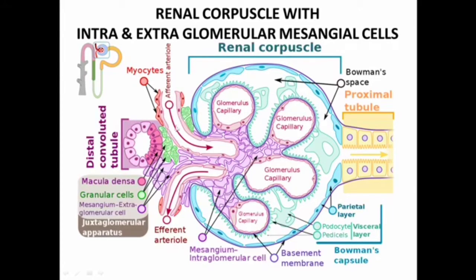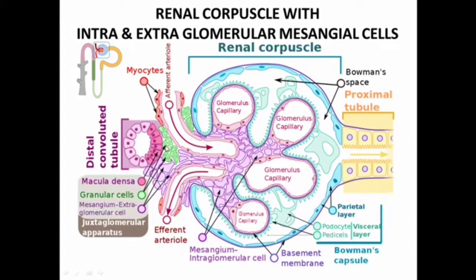Now, what happens to these cells? They are responsible for secreting the renin. Actually, these are the mechanoreceptors. Mechanoreceptors means they respond to pressure. So when blood pressure is reduced in this afferent arteriole, they are stimulated to produce the renin.